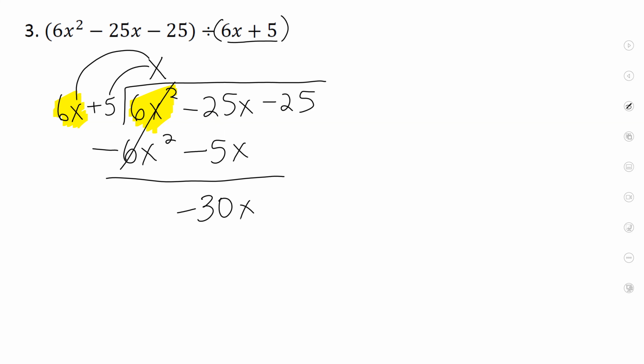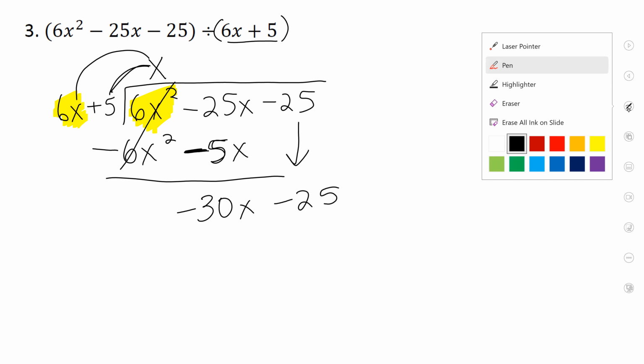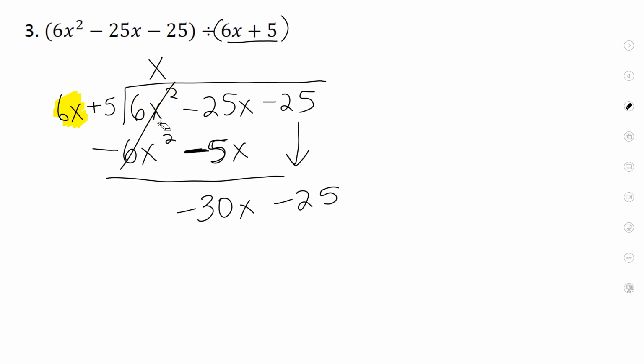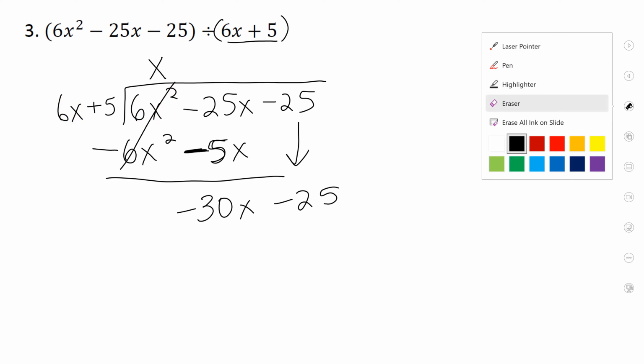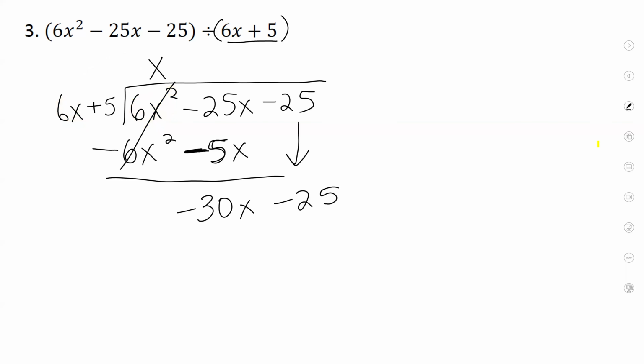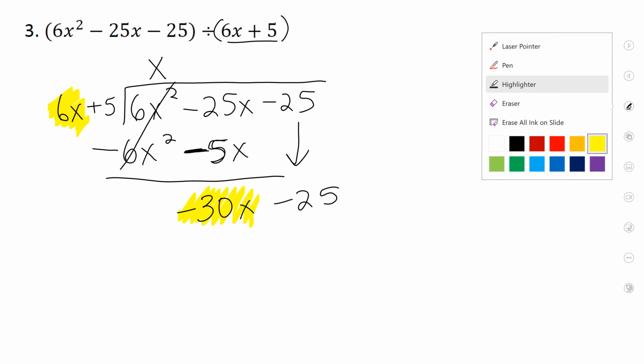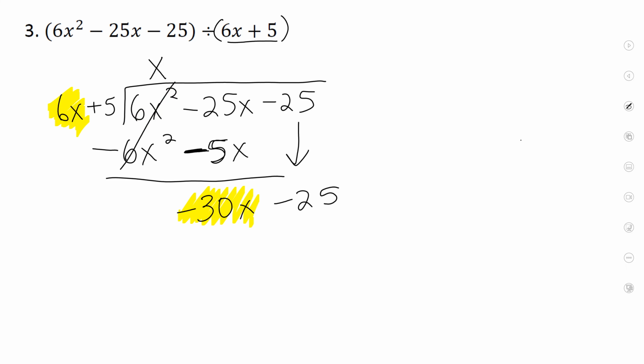Wait, why is it, oh, never mind. The reason why this is a minus 5x is because 5 times x is 5x, and then you always change the sign. Now bring down the next item. Okay, let's think. 6x times what will give you -30x? -5, good. Everyone write -5.